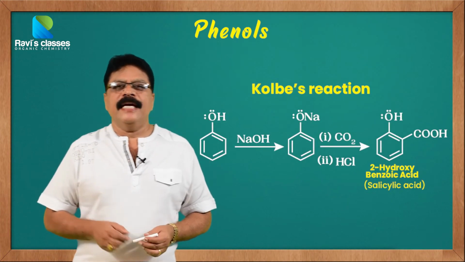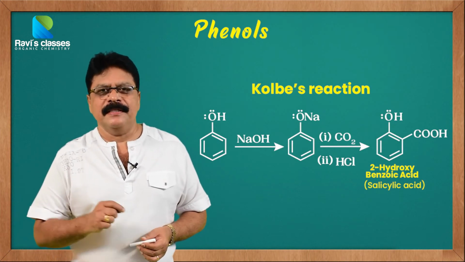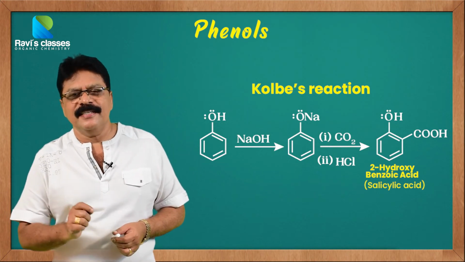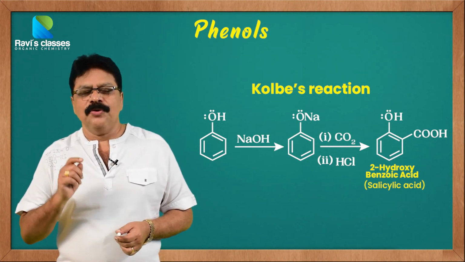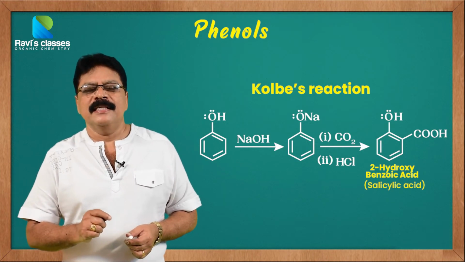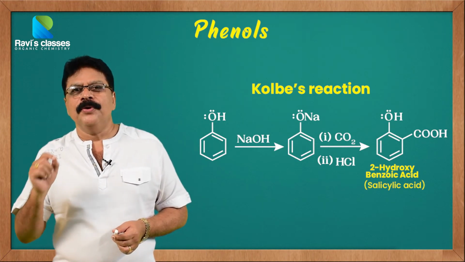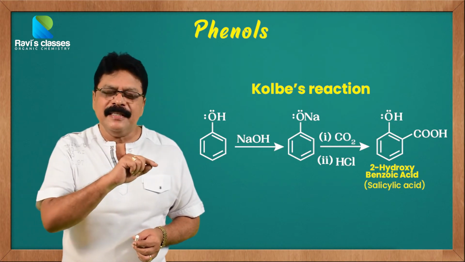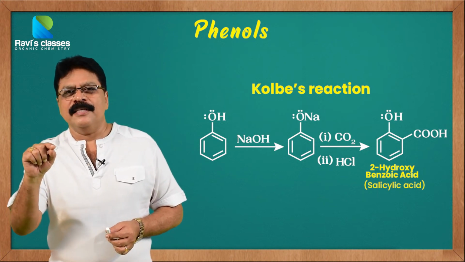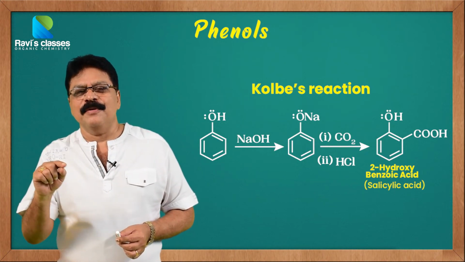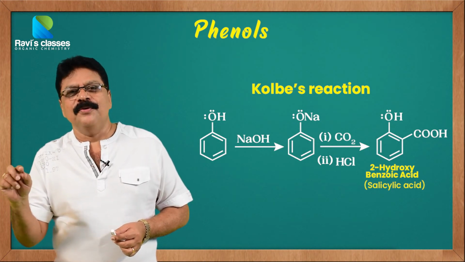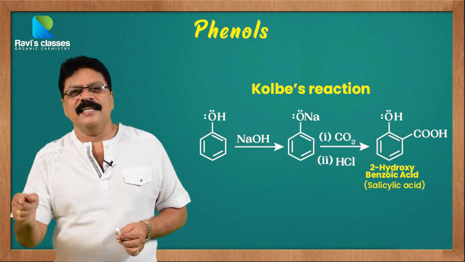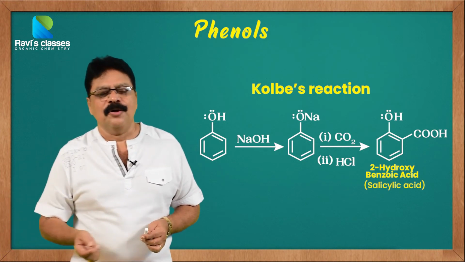Phenol reacts with carbon dioxide in the presence of a base like NaOH, resulting in the formation of orthohydroxybenzoic acid. This reaction is referred to as the Kolbe reaction. So, in Kolbe's reaction, what happens? In the C double bond O of carbon dioxide, the carbon is attacked by the negative charge on the ortho position, resulting in the formation of a carboxylate anion, which due to the presence of sodium hydroxide forms a sodium salt. Subsequently, when HCl is added, it releases the orthohydroxybenzoic acid.